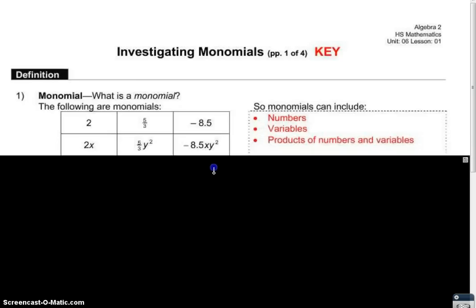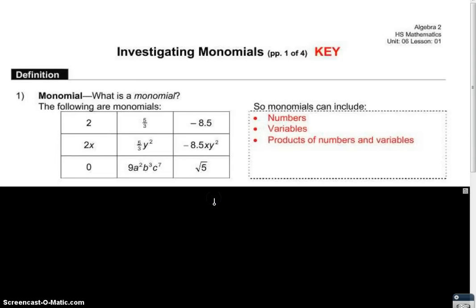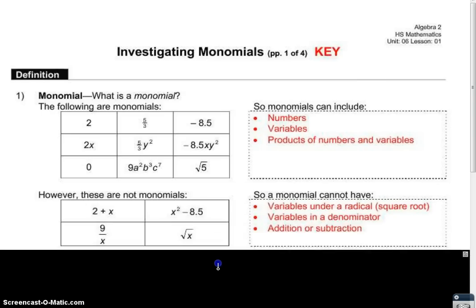Today we're going to be working with investigating monomials. So first, let's talk about what a monomial is. You've got a few examples right here: 2, 5/3, 2x, 5/3 y squared, 0, and so forth and so on. So here, a monomial can include a number, it can include variables, and it can include products of numbers and variables. So let's give another example of ones that are not monomials.